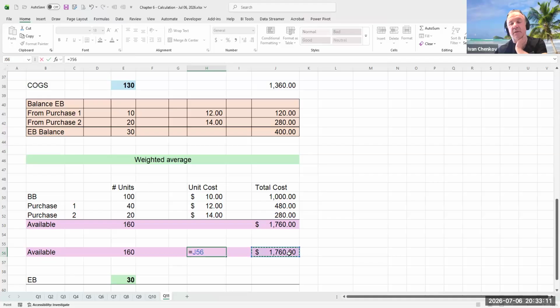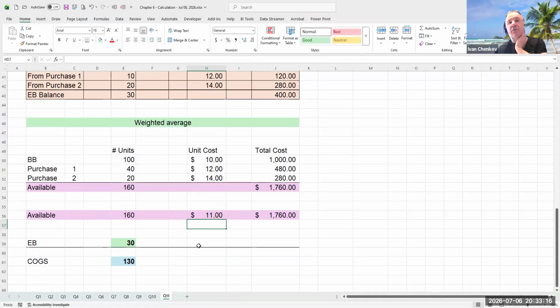Average price per unit will be this one divided by 160, $11. So how much is the cost of my ending inventory? Per unit. Ending inventory per unit. Not in total, per unit. $11. How much per unit is my cost for the single unit that I'm selling?